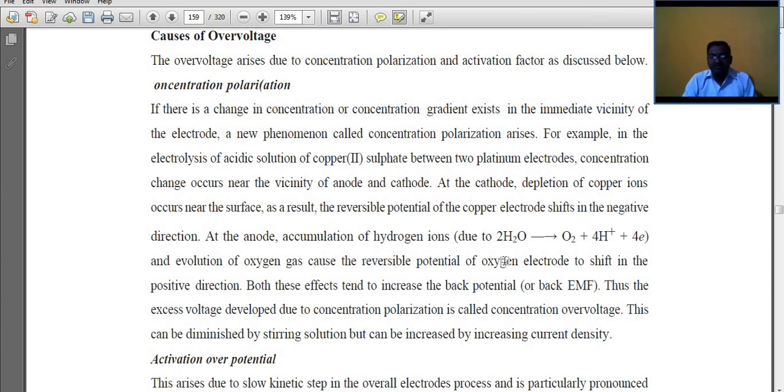At the cathode, depletion of copper ions occurs near the surface. As a result, the reversible potential of the copper electrode shifts in the negative direction. At the anode, accumulation of hydrogen ions and evolution of oxygen gas cause the reversible potential of the oxygen electrode to shift in the positive direction.